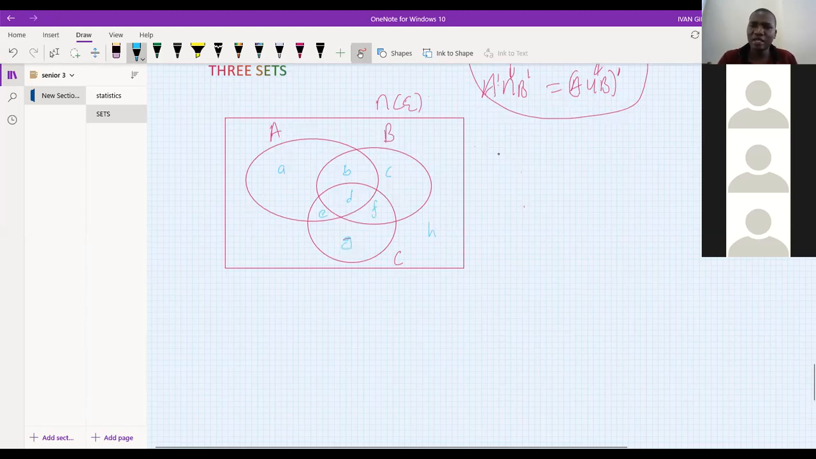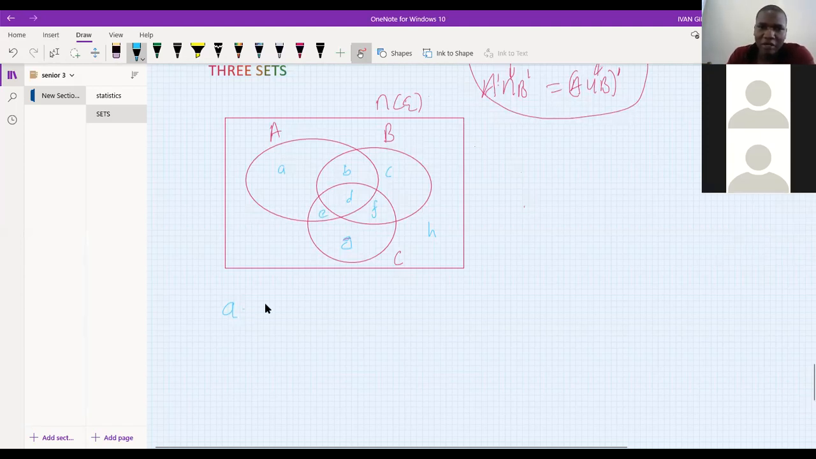Now, what does region A represent? We're going to define region A in terms of set notation and also in statement form. This region A, we're saying it is A only. When they say A only, those who liked A only, maybe if it is football, that's what region A is representing, A only.